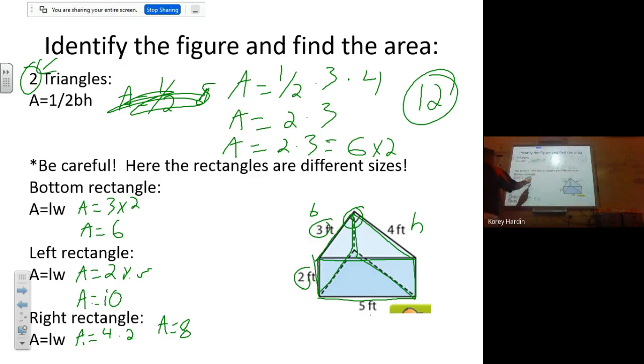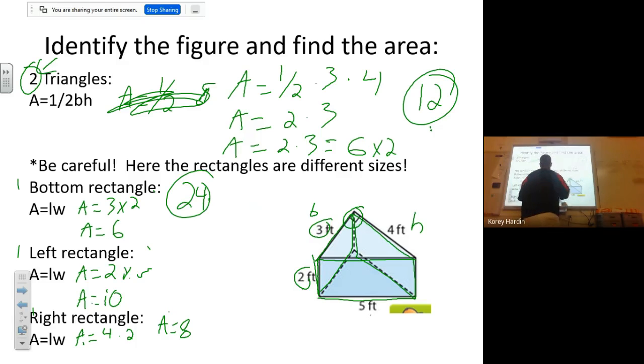So then I do have to add these 3 together. Now there's only one of each of these, so I do not have to multiply them or anything. I'm just going to add them together. 10 plus 8 is 18. 18 plus 6 is going to be 24. Okay, 24. Now, I'm not done yet because if I have 24 for these 3 shapes, I have to go back and add this as well. So 12 plus 24 gives me 36 feet squared.